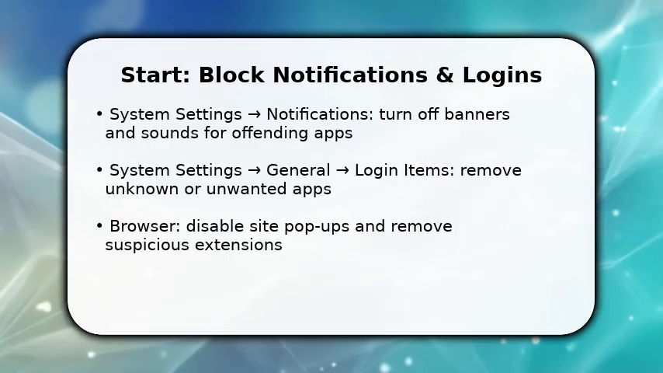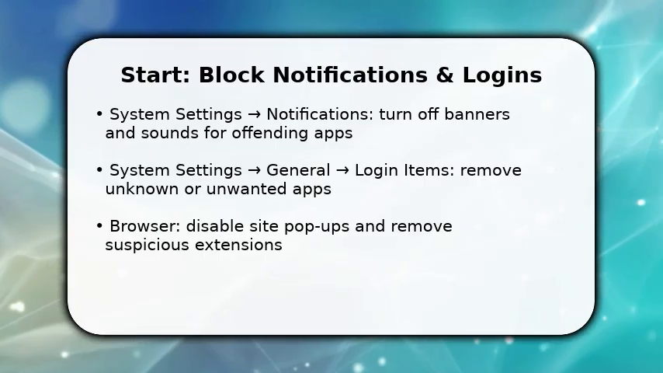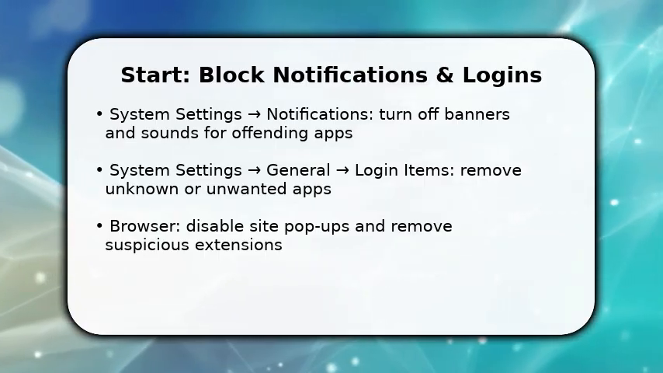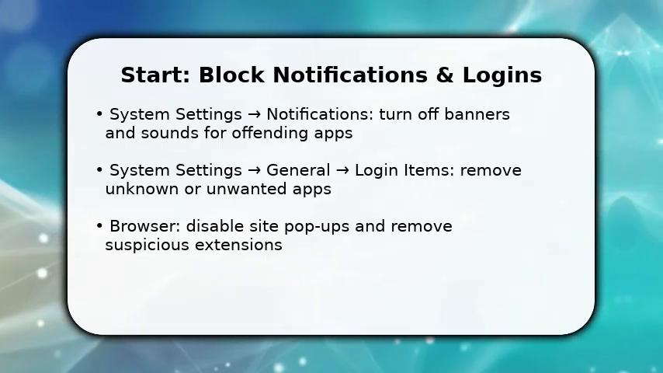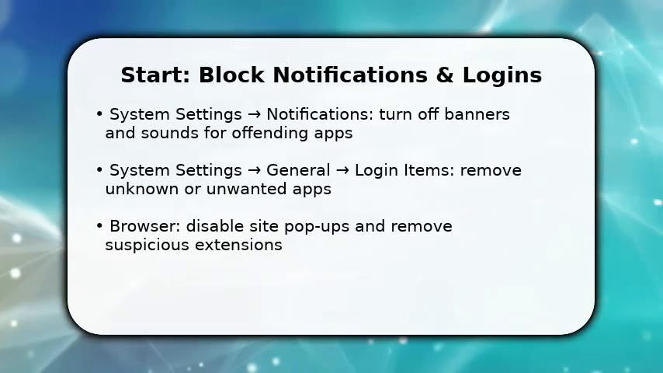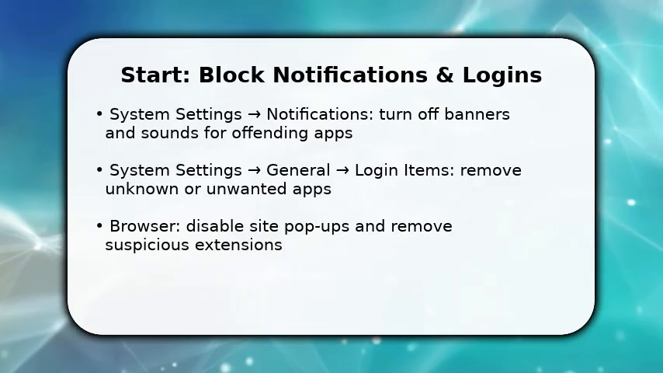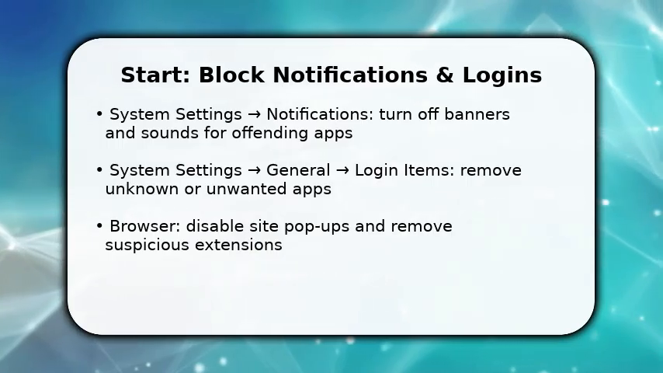You start by stopping the easy, high-impact sources. Turn off app banners in System Settings → Notifications so they can no longer interrupt you. Next, open General → Login Items and remove anything you did not add. This prevents apps from relaunching at boot.